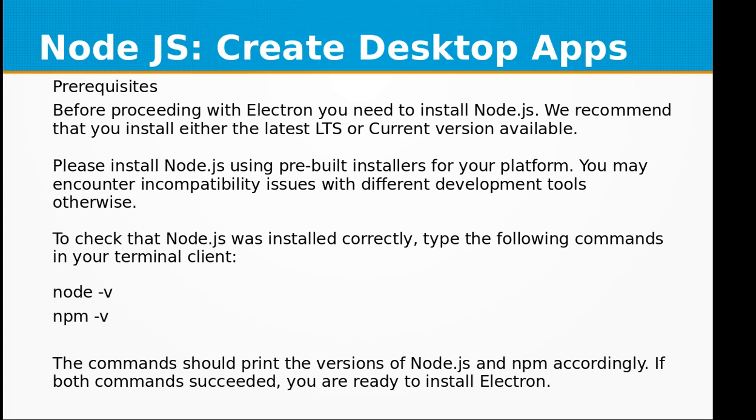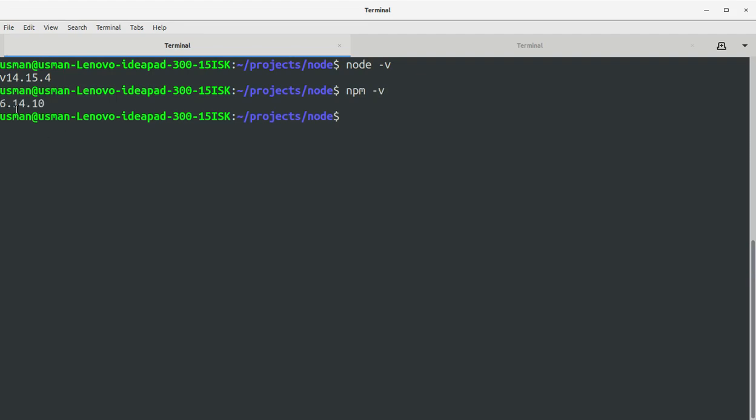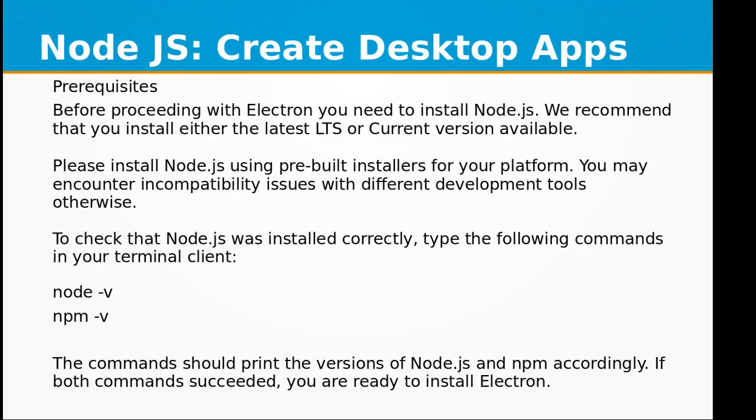To check that Node.js was installed correctly, type the following commands in your terminal client. So you can do this here, node -v, and you get the version number. I have Node version 14.15.4. Now let's check the npm version, which is 6.14.10. The commands should print the versions of Node.js and npm accordingly. If both commands succeeded, you are ready to install Electron.